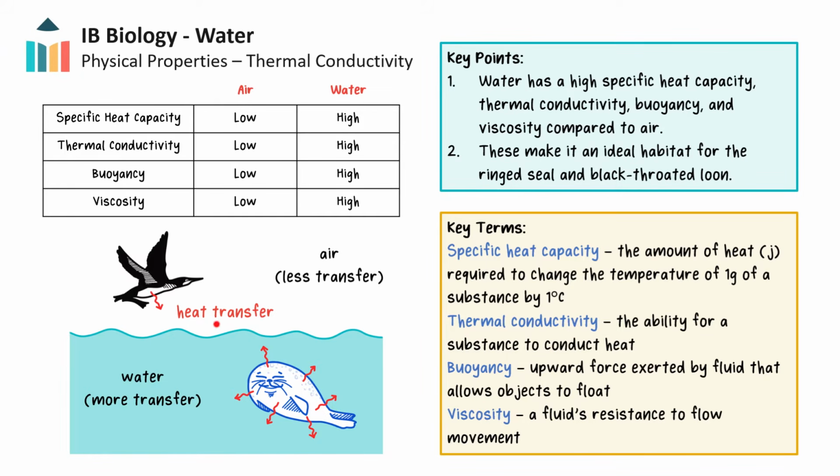Heat transfers into and out of water quickly, so as a warm-blooded mammal, the ringed seal needs to insulate itself well against heat loss while swimming, resulting in its thick layer of blubber. Air is primarily composed of non-polar molecules like nitrogen and oxygen, which have weaker intermolecular forces. Heat transfer in air occurs through collisions between relatively few and weakly interacting gas molecules, resulting in lower thermal conductivity. The black-throated loon, living predominantly in the land and air, does not lose as much heat to its environment relative to a seal living in water.